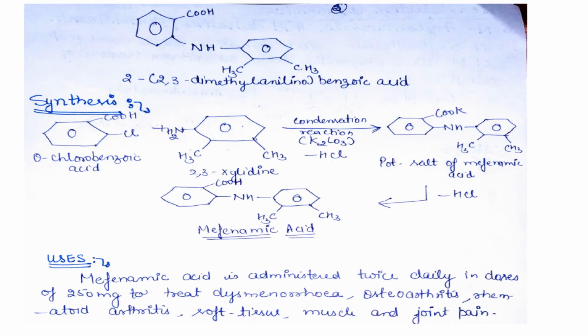Mefenamic acid is administered twice daily in doses of 250 mg to treat dysmenorrhea, osteoarthritis, rheumatoid arthritis, soft tissue, muscle and joint pain.